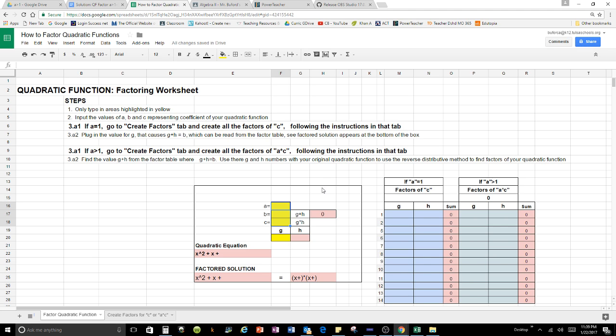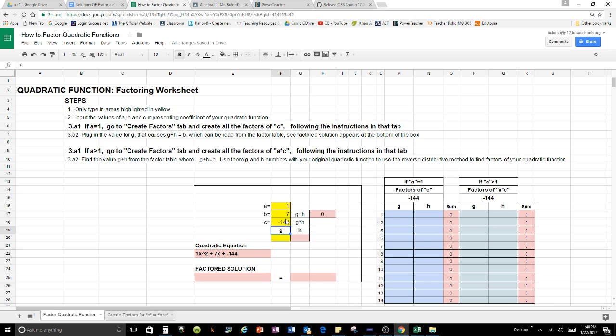So let's look at an example of a quadratic function that needs to be factored. Let's say x squared plus 7x minus 144. So in this case, the coefficient for a is 1, as we said x squared. Then we see plus 7x, so b is 7. And minus 144 is c. So we put that in, minus 144, and here's our equation, x squared plus 7x minus 144.